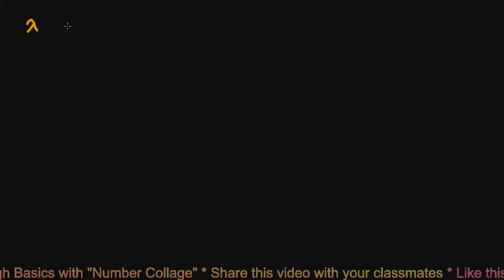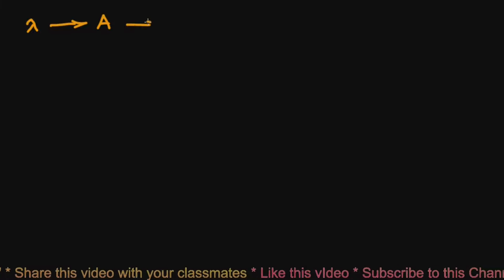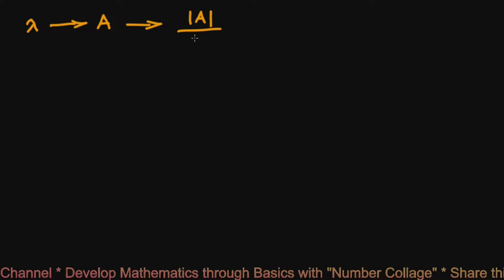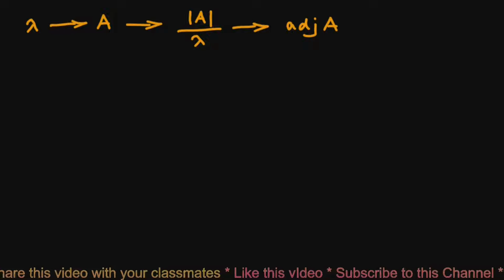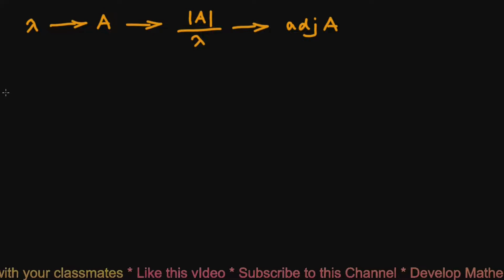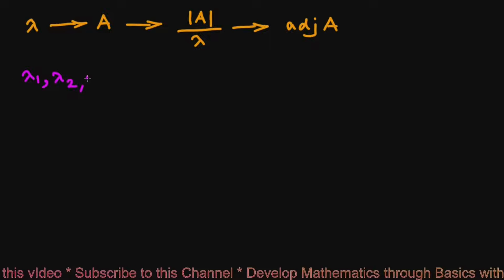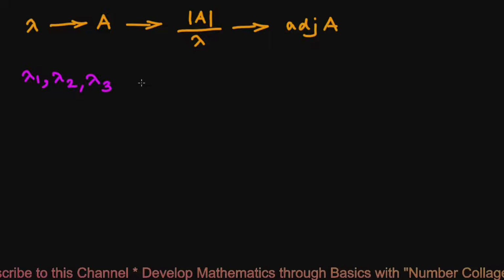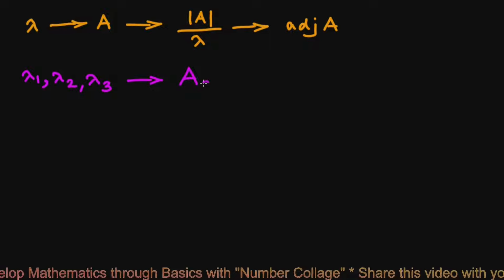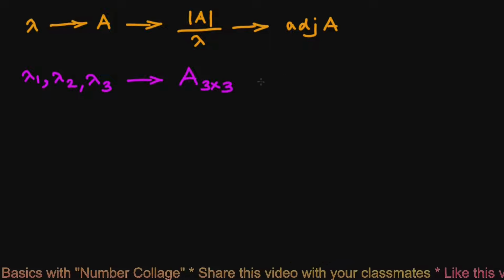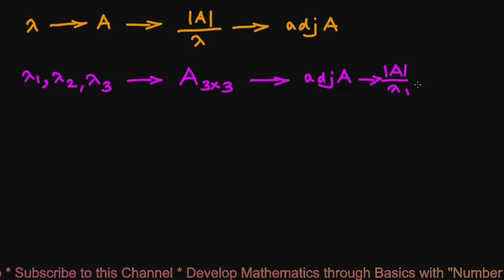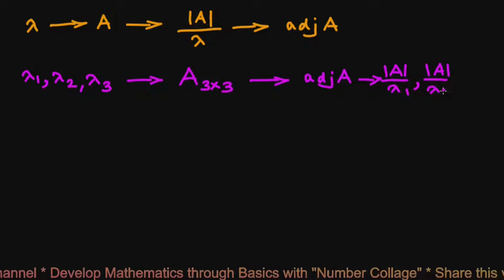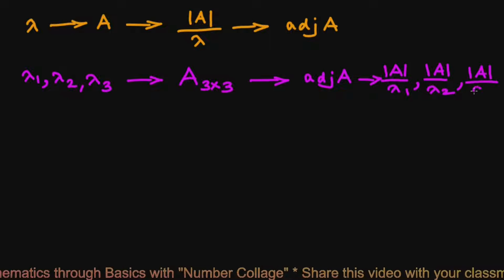If lambda is an eigenvalue of a non-singular matrix A, then determinant of A upon lambda is the eigenvalue of adjoint of A. This follows a simple corollary: if lambda 1, lambda 2, lambda 3 are the eigenvalues of a 3 by 3 matrix A, then eigenvalues of adjoint of A will be determinant of A upon lambda 1, determinant of A upon lambda 2, determinant of A upon lambda 3.